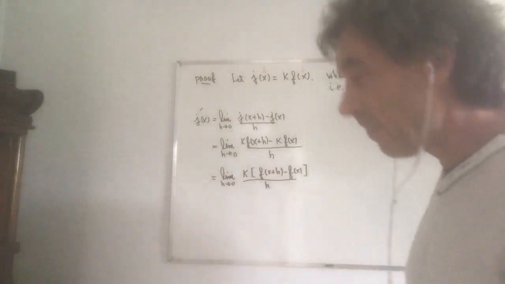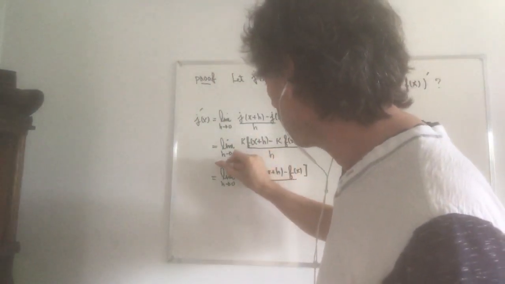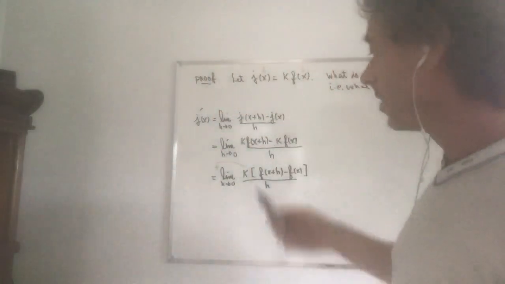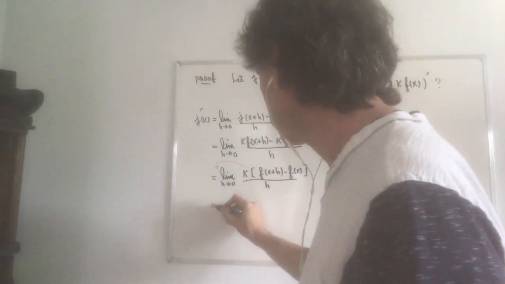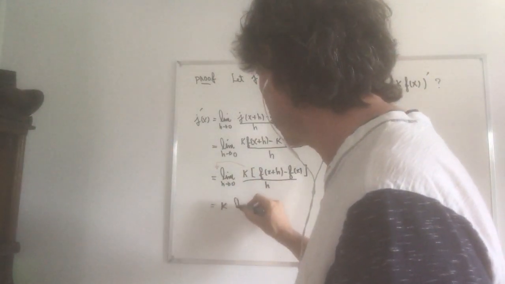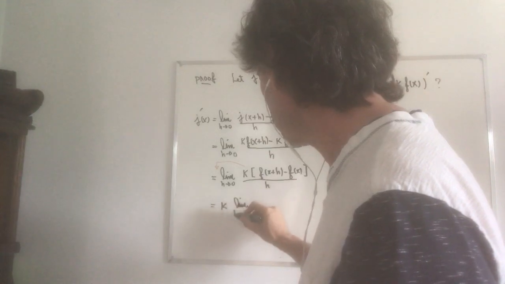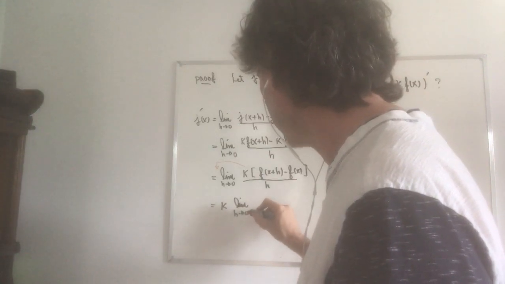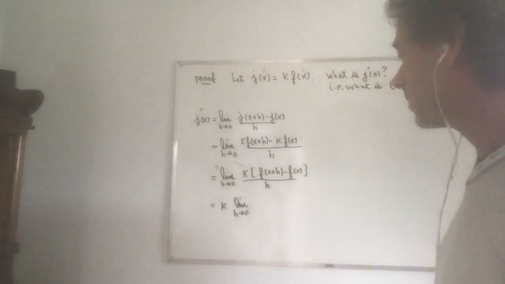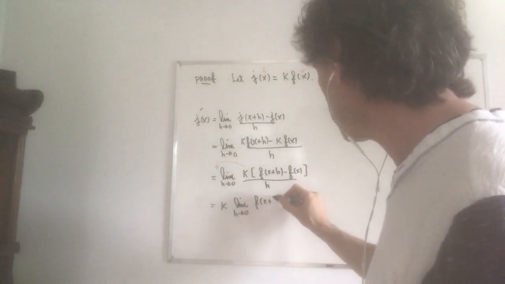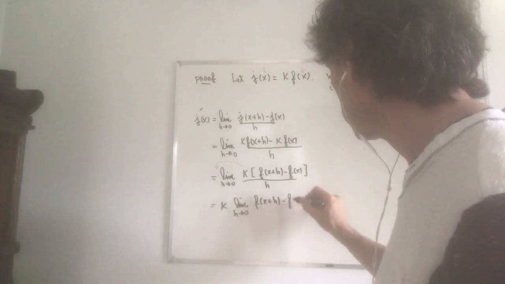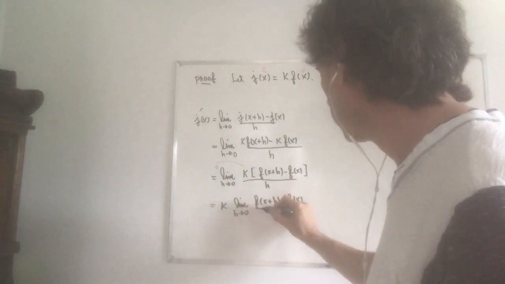My next move will be this. I am going to take the k out of the limit. That's because the limit of k times something is equal to k times the limit. So here's k outside of the limit. This is a limit rule, a limit property. And basically what I am left with is the limit as h goes to 0 of f of x plus h minus f of x, over h.